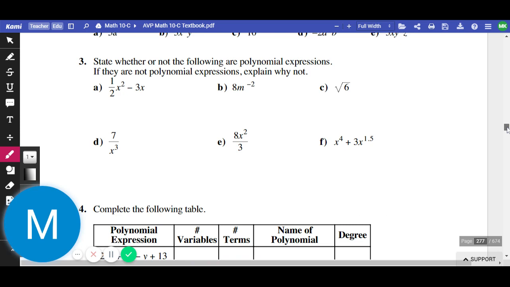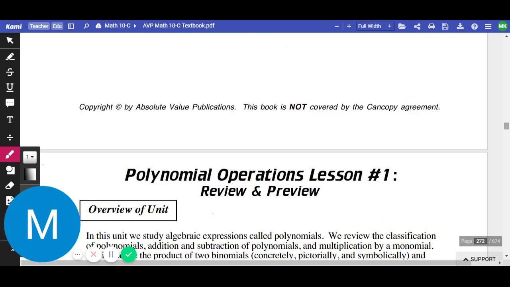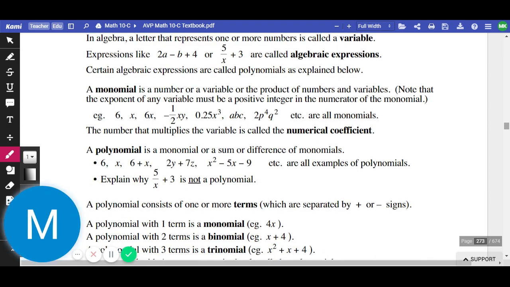We'll start off. Oh my goodness, it's not working. It doesn't like me. Try that again. There we go.